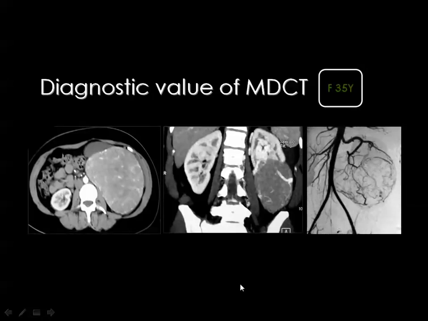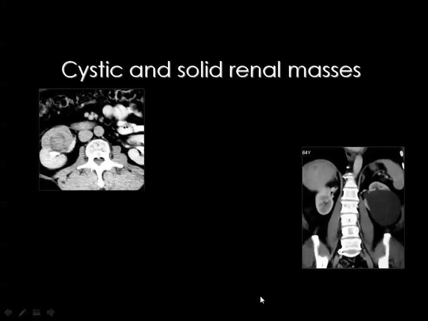Then one of the diagnostic values of MDCT is to reconstruct the images and to have a CT angiogram for a specific part or a specific organ. Look at this female patient with a mass in the left hypochondrium. In order to identify the origin of this mass, you may have these reconstructed images. Then you know that the mass is originating from the lower pole of the kidney, and the CT renal angiogram confirmed that this mass is malignant. You can see the hypervascularity and the malignant circulation.